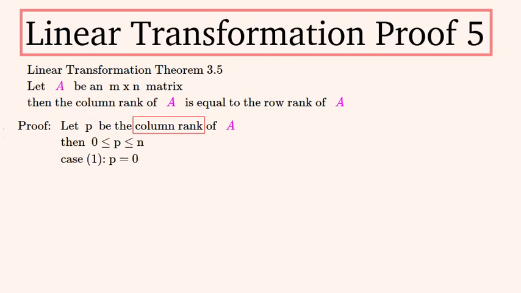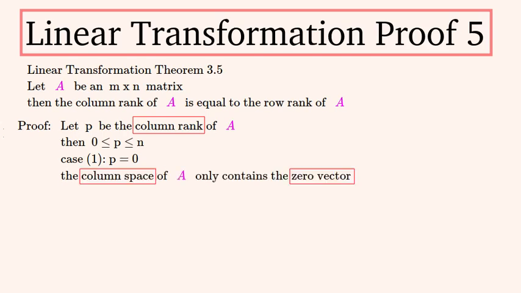So we'll have two cases. The first case is where P is equal to 0, so the column rank is 0. This would mean that the column space would only contain the 0 vector, because its dimension is 0. We can write this out as a set that only contains the 0 vector. So the column rank is 0.